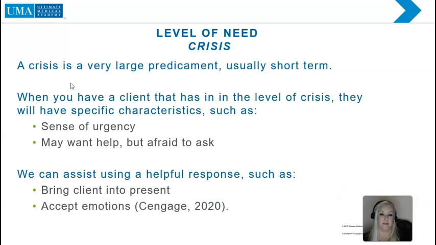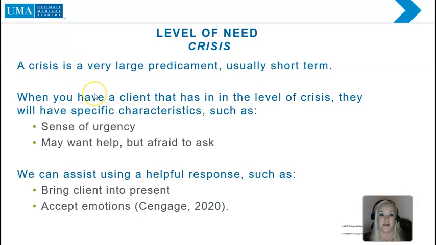We can assist by bringing the client back into the present, because when we are in something called a crisis, we might almost lose control in a sense. We might start talking about stuff from years ago, stuff that really doesn't pertain to the current predicament. So we want to bring them back into the present, back into the moment, back into reality to work on the current level of crisis.